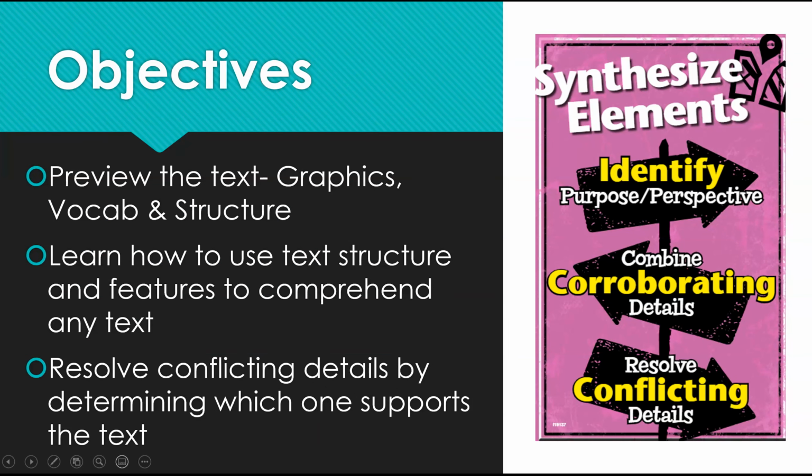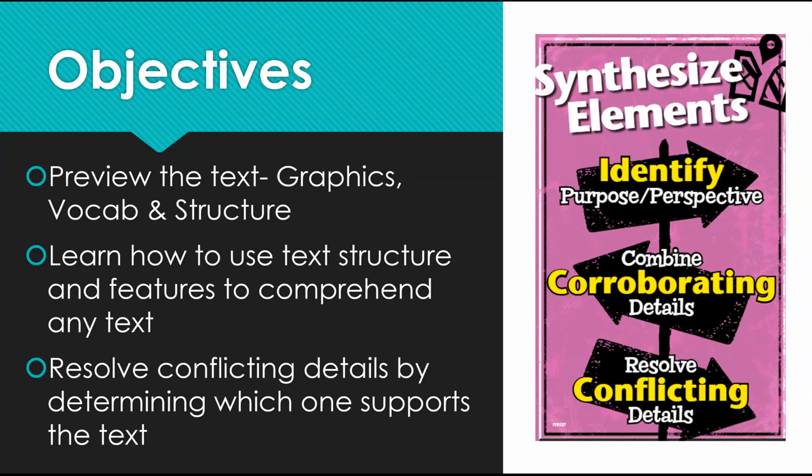All right, so let's go over a little bit about what we're doing today. First, our first job today is we're going to preview this text before we read it. And you guys remember when we preview a text, GVS: graphics, vocab, and structure. So we're going to start with that work today. Then we're going to continue our work in small groups later this week, where we will learn how to use text structure and text features. And then we're going to be focusing on that concept of synthesizing elements. Remember, that's our big skill that we are using with this unit.